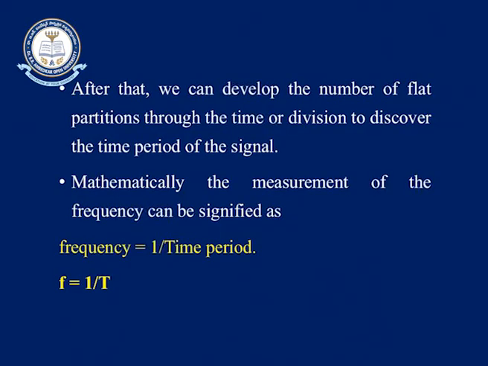Here frequency f is equal to 1 by T observed. That is the actual formula. T observed means the wavelength in terms of time period. That is the T observed value. F is equal to 1 by T observed; that is how you calculate the frequency. So here, this is the amplitude.